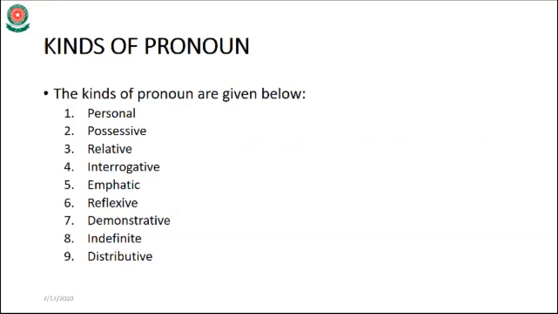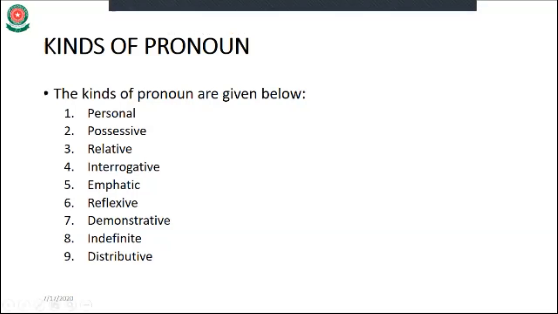These all nine are kinds of pronoun. Okay, note down these 9 types. The 9 kinds of pronoun are personal pronoun, possessive pronoun, relative pronoun, interrogative pronoun, emphatic pronoun, reflexive pronoun, demonstrative pronoun, indefinite pronoun, and distributive pronoun. I will describe all kinds of pronoun one by one.